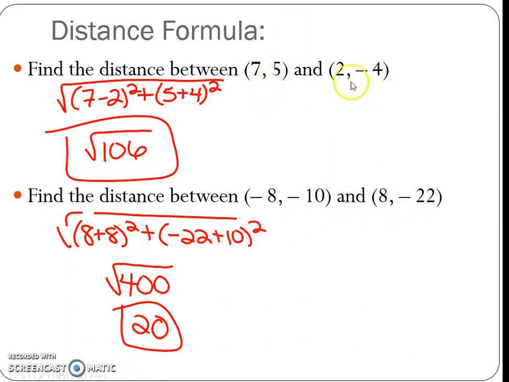The distance between these 2 points is about 10. So you just have to write down the distance formula, label x1, y1, x2, y2, and then plug it into the formula. Use a graphing calculator to solve the distance between these 2 points. So this gives you the exact distance between 2 points.